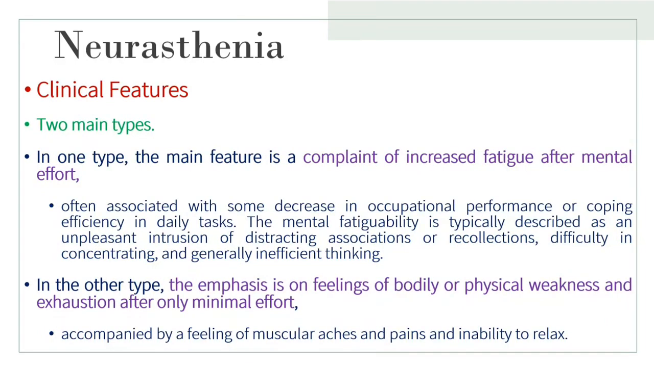Now coming to the clinical features, to understand what is neurasthenia or chronic fatigue syndrome. There are two main types. In one type, the main feature is a complaint of increased fatigue after mental effort. It is often associated with some decrease in occupational performance or coping efficiency in daily tasks. The mental fatigability is typically described as an unpleasant intrusion of distracting associations or recollections in the mind, difficulty in concentration, and generally inefficient thinking.